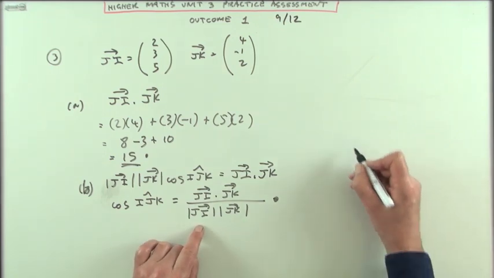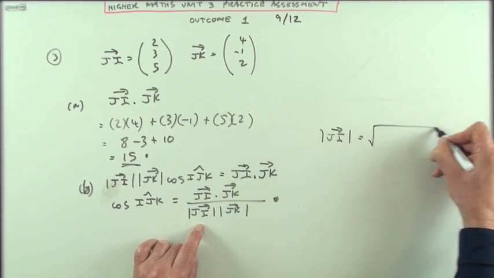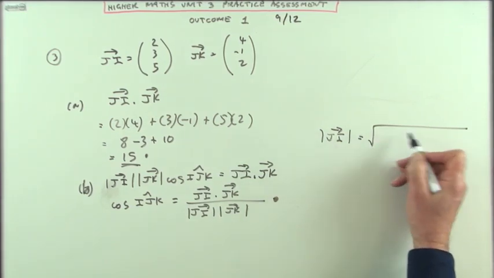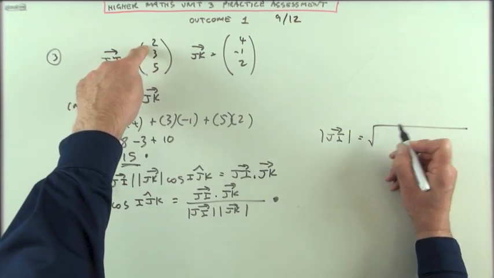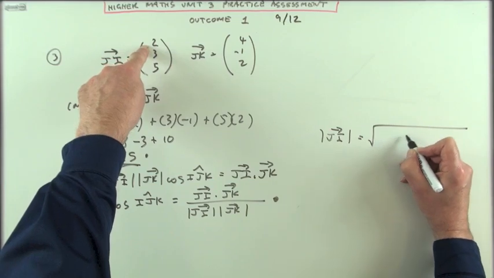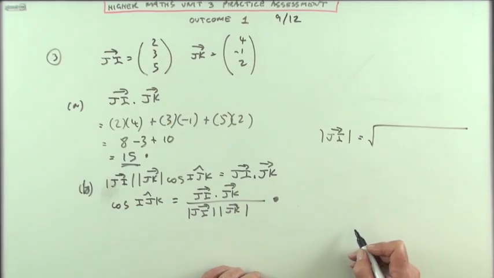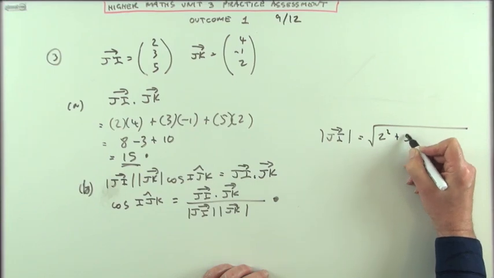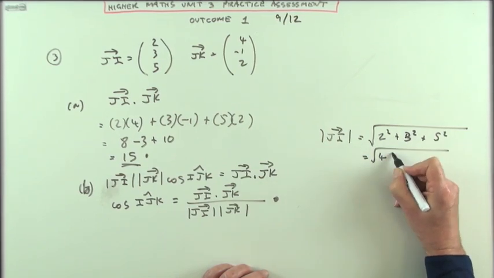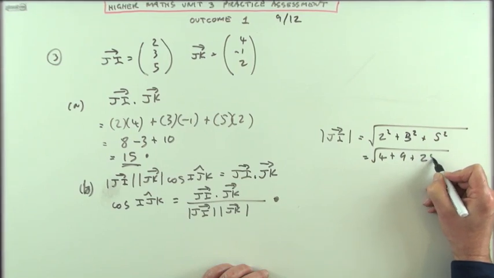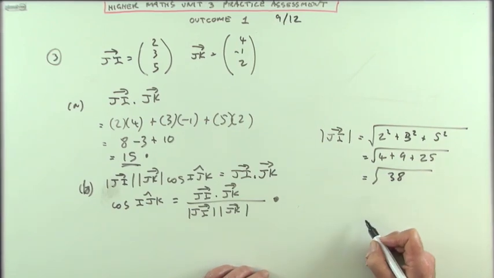So what about the length of ji? Well, that'll just be the square root of, it's just Pythagoras, so I'll just do the square root of the square of the components. And there's only 1 mark, so you could either write 2 squared plus 3 squared plus 5 squared, or you could jump straight in with 4, 9 and 25. Well, we'll just play safe. 2 squared, 3 squared and 5 squared. That's 4 and 9 and 25. So that's going to be 38.